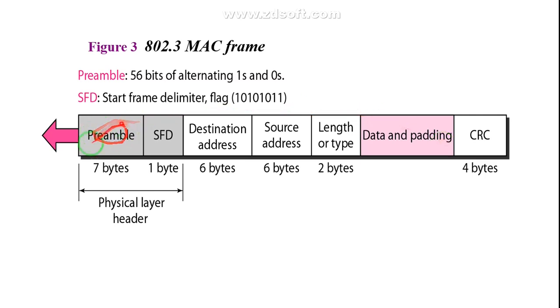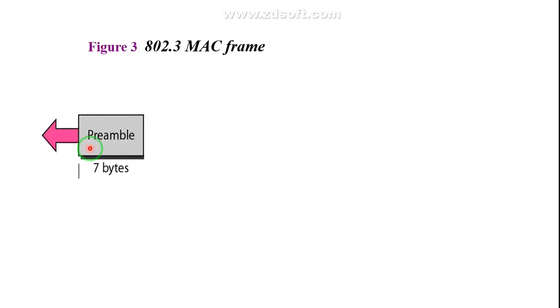First, talking about the preamble. This field contains 7 bytes. 7 bytes in the sense what? 56 bits of alternating ones and zeros. Why are we going to use this field, the preamble? In order to alert the receiving system to the coming frame and enable it to synchronize its clock if it's out of synchronization.